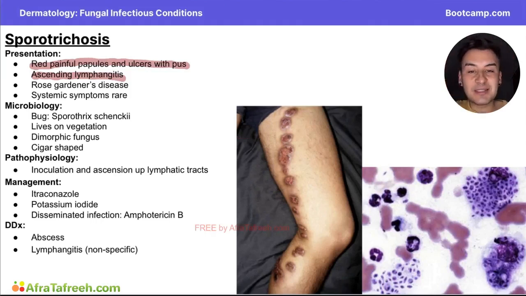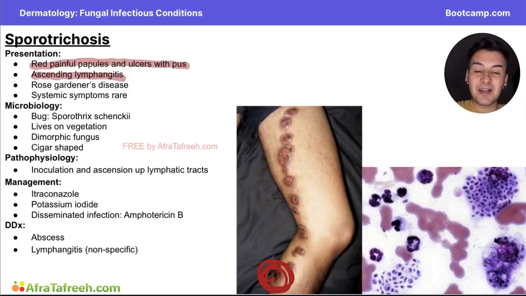Essentially what happens is you have a history of like a gardener or a landscaper, someone who works with like wood clippings or roses is going to be in the history, and they're going to prick their finger on a rose bush or a piece of bark. And so let's say that prick happens down here. This is where the fungus infects, and this fungus is called Sporothrix schenckii.